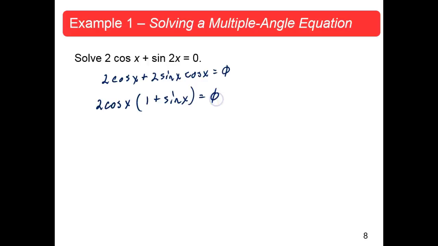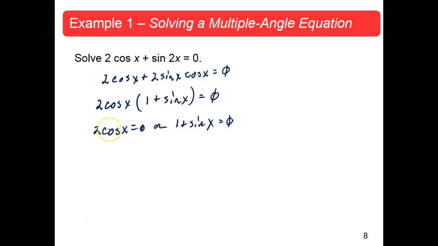And that product is equal to 0. Now, anytime we have a product of 2 or more entities equals 0, what does that tell you? The only way you have 2 entities multiplied together to give you 0 as the answer, one of them has to be 0. So let's set them each to 0. What would that be? Either 2 cosine x equals 0, or 1 plus sine x equals 0.